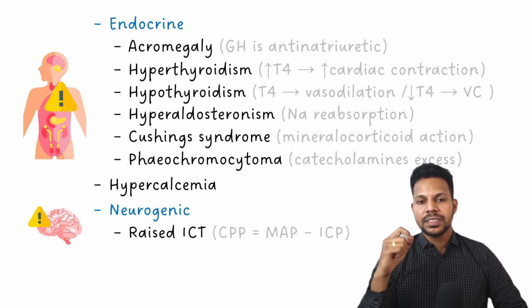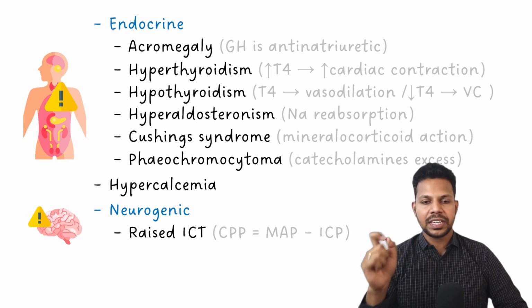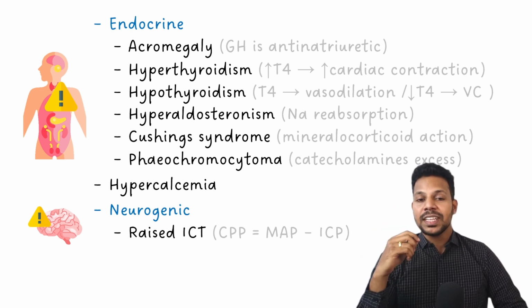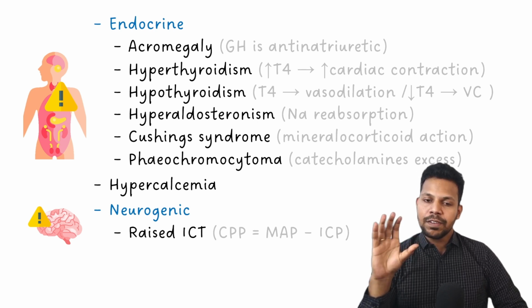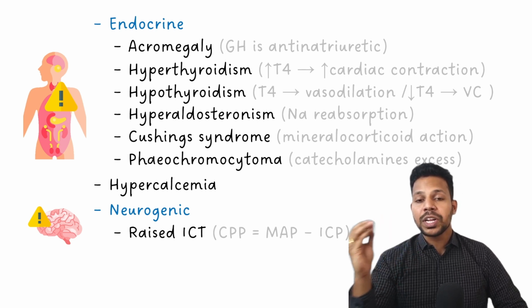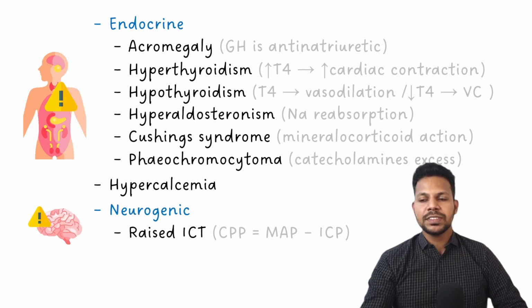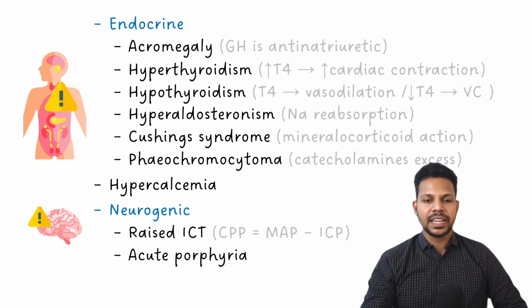So look at the formula. The cerebral perfusion pressure is equal to the mean arterial pressure minus the intracranial pressure or the intracranial tension. So for maintaining proper cerebral perfusion, there needs to be a high level of mean arterial pressure in order to overcome the high intracranial tension. Hope you understood this. And we also have acute porphyria that can again result in hypertension.